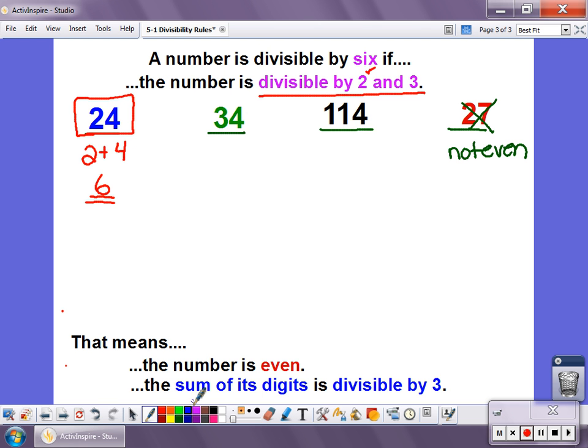Let's look at 34. 3 plus 4 is 7. 7 is not divisible by 3, so 34 is not divisible by 3. So even though it's even, it's not going to be divisible by 6 because it's not divisible by 3. Okay, it has to be divisible by both 2 and 3. So this is divisible by 2 because it's even. Let's add these up. 1 plus 1 plus 4 gives me 6. Again, 6 is divisible by 3. So we know that this is going to be divisible by 2 and divisible by 3, which means it's also divisible by 6.